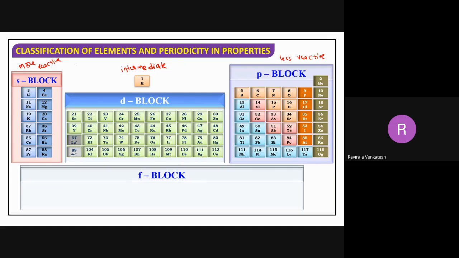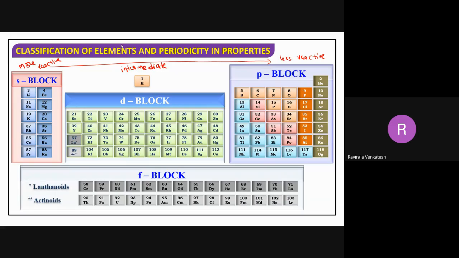Because it is in the middle, the reactivity goes from here to here, decreasing. That means the properties are changing from s block to p block through the d block. They are transitioning from s to p block. Therefore, the name they were given is transition elements.